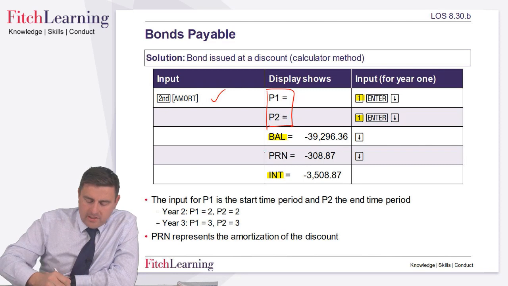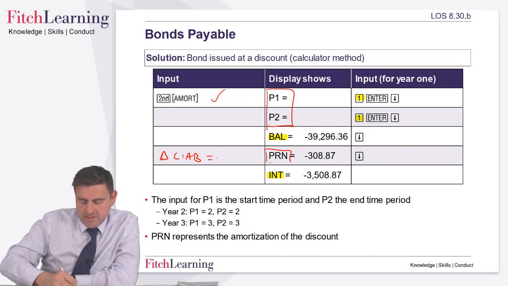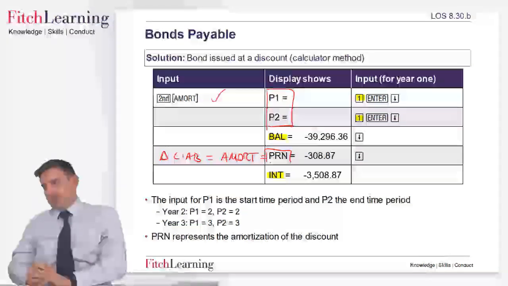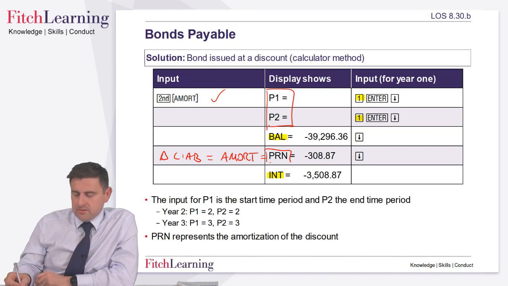The PRN here is actually the change in the liability. And in the context of bonds, this represents the amortization effect, or the bond discount or that of premium. So that's the year one data, for example, and we should be able to reconcile the data that we see.